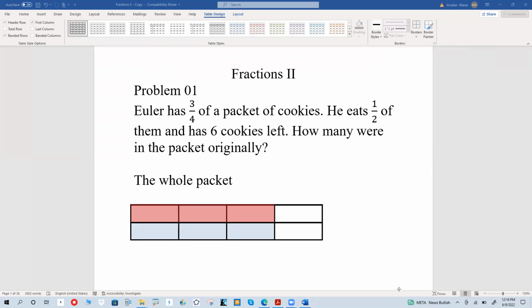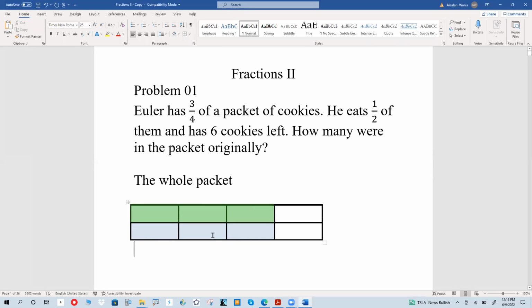Okay, and he was left with 6 cookies. That tells me this must be representing the 6 cookies. Has to be the way. So I'm going to say, okay, if 3 cells represent 6 cookies, and let's use the colors here a little bit, he eats half of them. So I have 3 cells that represent 6 cookies. I'm going to divide it by 3. I get 2. That tells me each cell has to be 2.